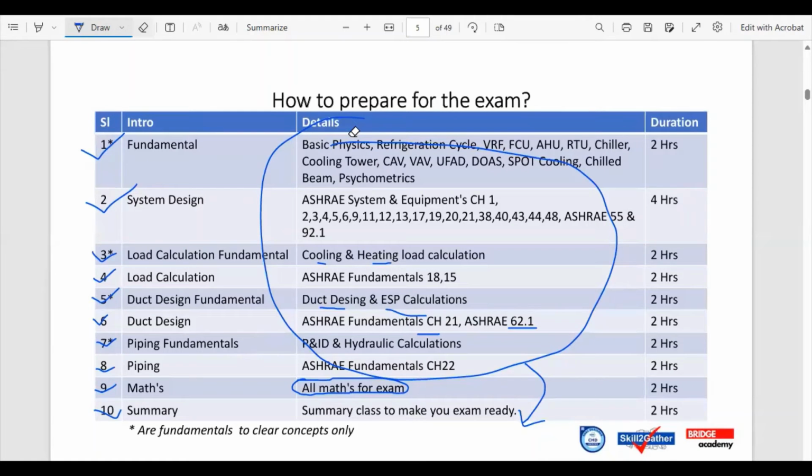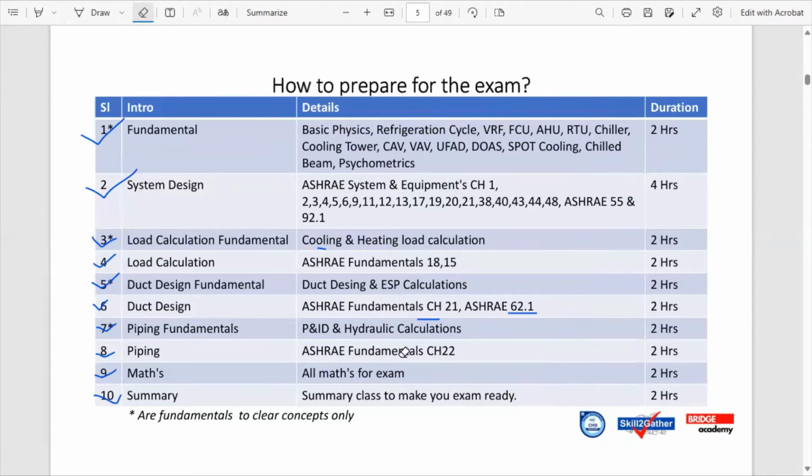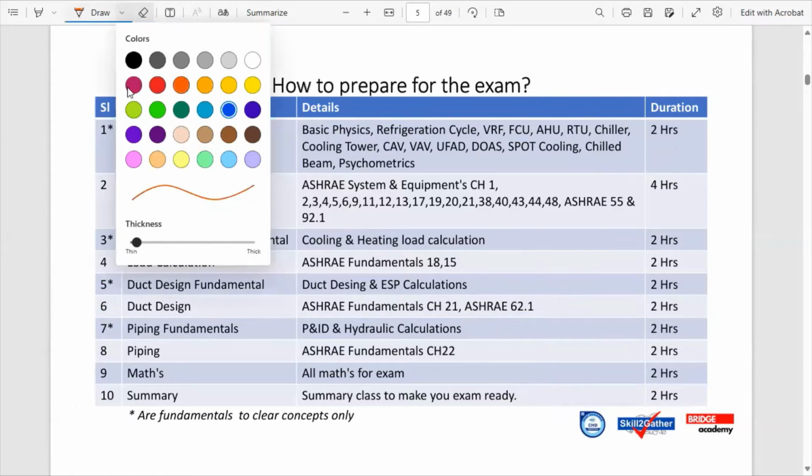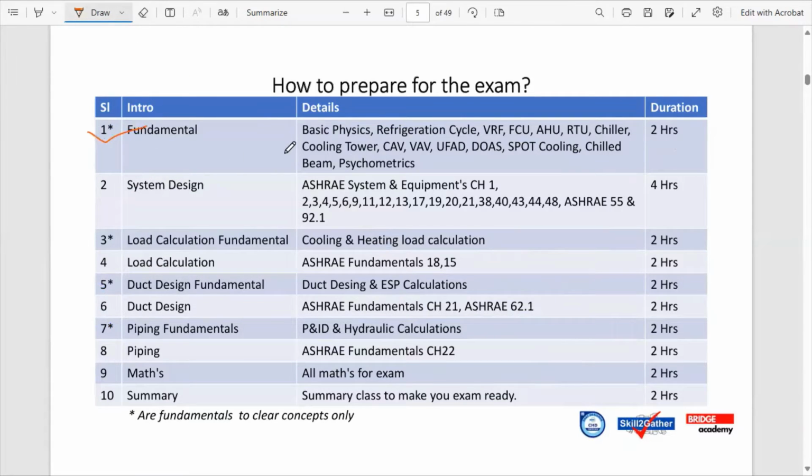And let's talk about how we are going to prepare for the exam. Okay, we are going to have 10 different topics. The very first topic is about fundamentals. So in the fundamentals, we're going to discuss basic physics, refrigeration cycle, VRF, and other HVAC relevant systems, so that you are ready for the exam. This first topic will be 2 hours long.